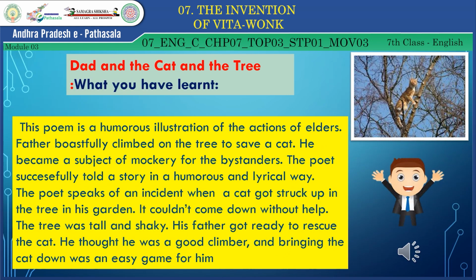Children, let's see the summary of the poem Dad and the Cat and the Tree. The poem is a humorous illustration of the actions of elders. Father boastfully climbed on the tree to save a cat. He became a subject of mockery for the bystanders. The poet successfully told a story in a humorous and lyrical way.